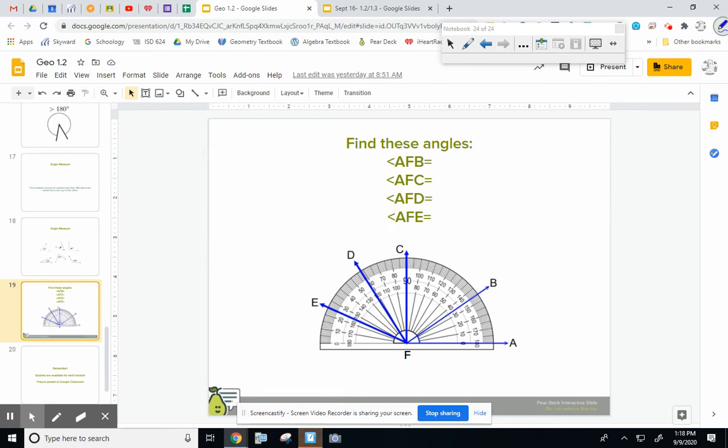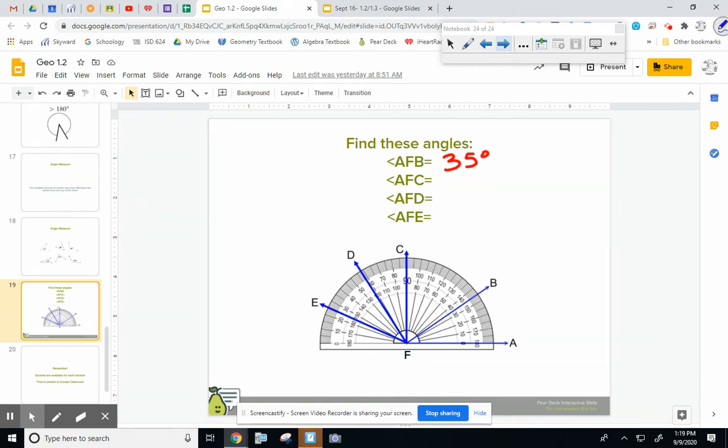So if I wanted to find angle AFB, I start at A, I go to F, and I come up to B. Okay, so I want to find this angle measure. Now looking at my protractor, I could be looking at 35 degrees, or I could be looking at 145 degrees. Now, common sense tells me that this is an acute angle, so it must be 35 degrees. It's one of those times where you just have to use your common sense to help you find the angle measure.